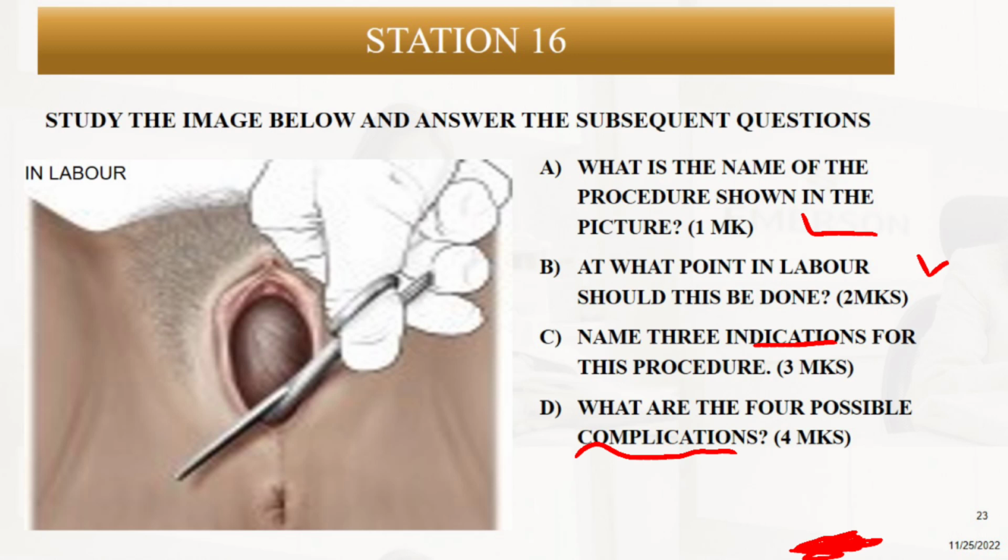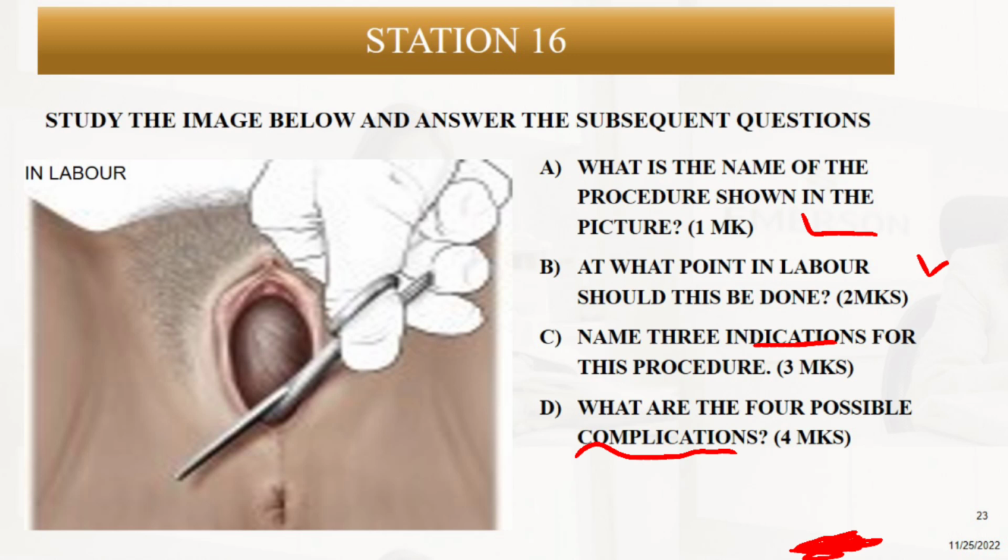Then the third indication, you can have a previous perineal surgery, let's say perineal reconstructive surgery. Since an episiotomy is done to facilitate delivery, we can do an episiotomy in a previous perineal surgery patient. Then the other indication, the fourth, is that you can do this in instrumental or operative delivery.